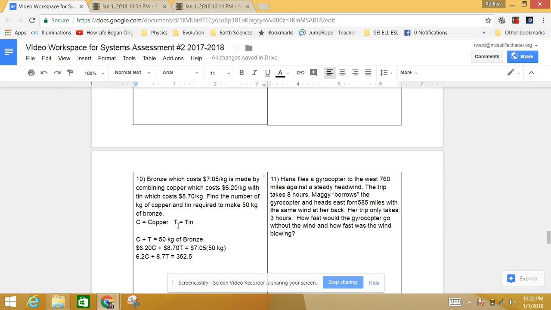All right, I'm going to do one more step before I start trying to solve this system. I'm going to get rid of these pesky decimals. And the way I'm going to do that is I'm going to multiply the entire thing, everything, by 10. And by multiplying everything by 10, I move my decimal places over one place, and I get 62c plus 87t equals 3,525.